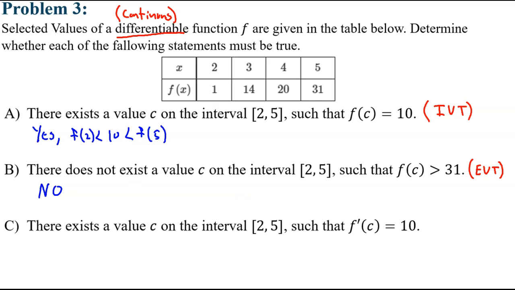All right, last one here, there exists a value c on the interval 2, 5 such that f prime of c equals 10. If we're looking for the existence of a value for our derivative, that's going to be the mean value theorem. And for that, we want to figure out, do we have a c value that gives us a slope of 10 on this interval? Well, for that, what we can do is check our average rate of change at our endpoints.